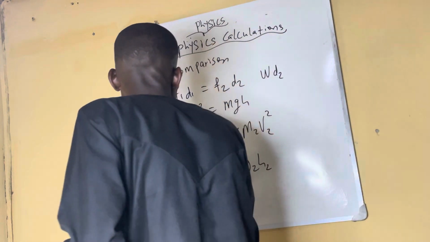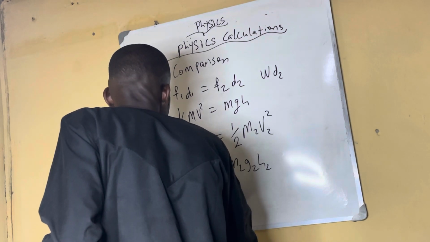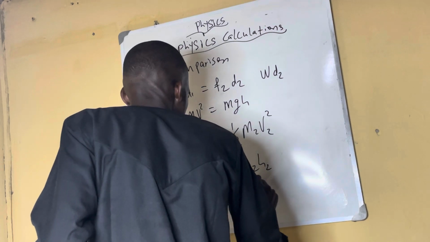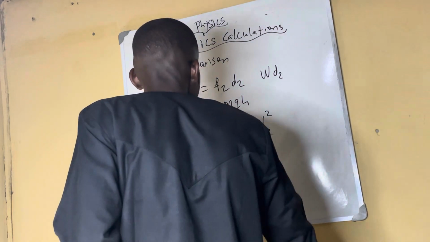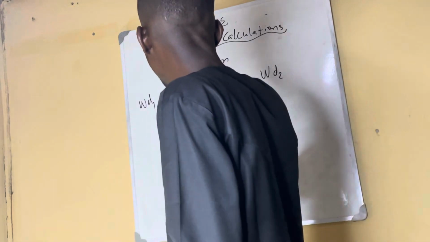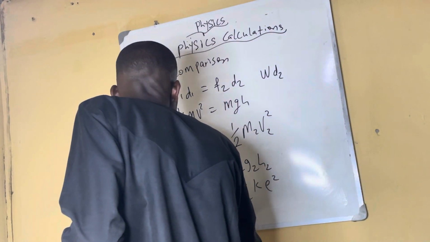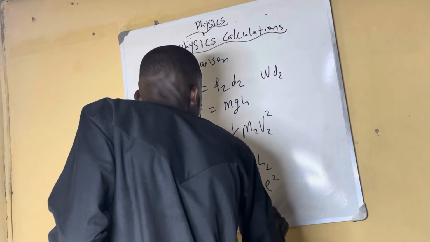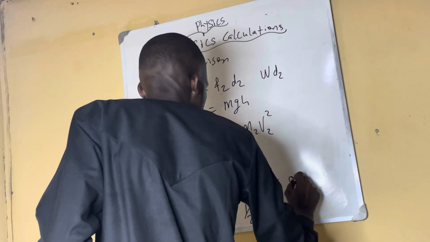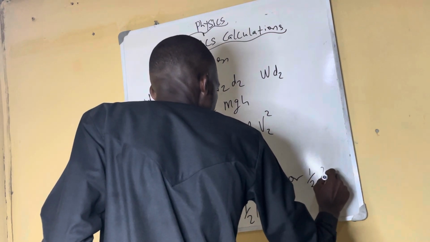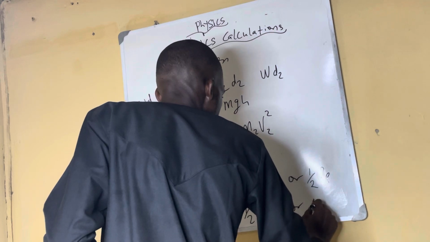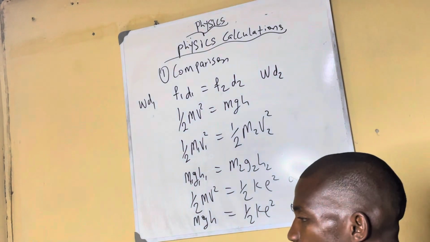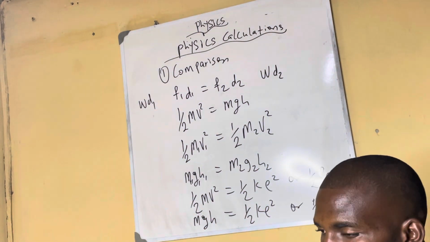They can compare kinetic energy with elastic energy, the energy stored in an elastic body. They can compare these two. They can even compare the mgh potential energy with elastic energy, or with half Fe. I want you to know this so that when we start calculation, you know them more and more.